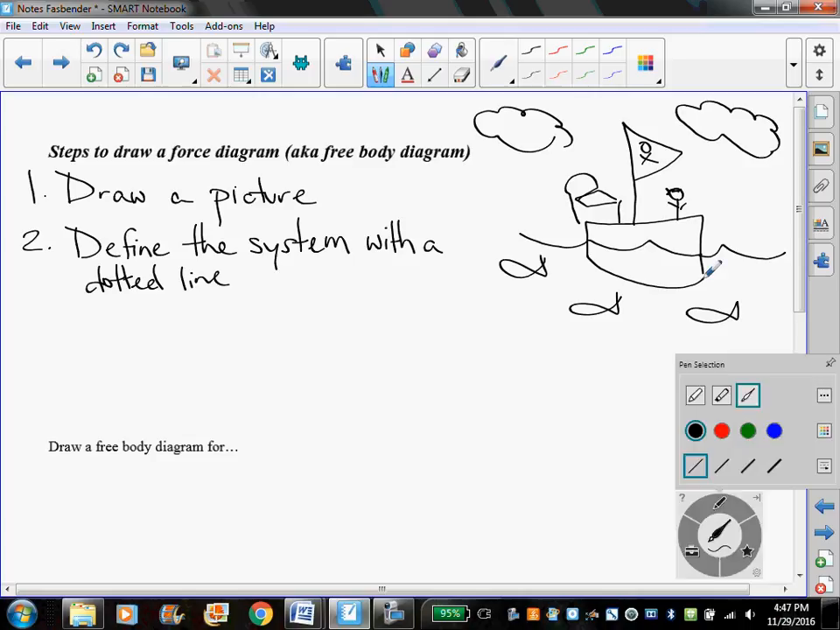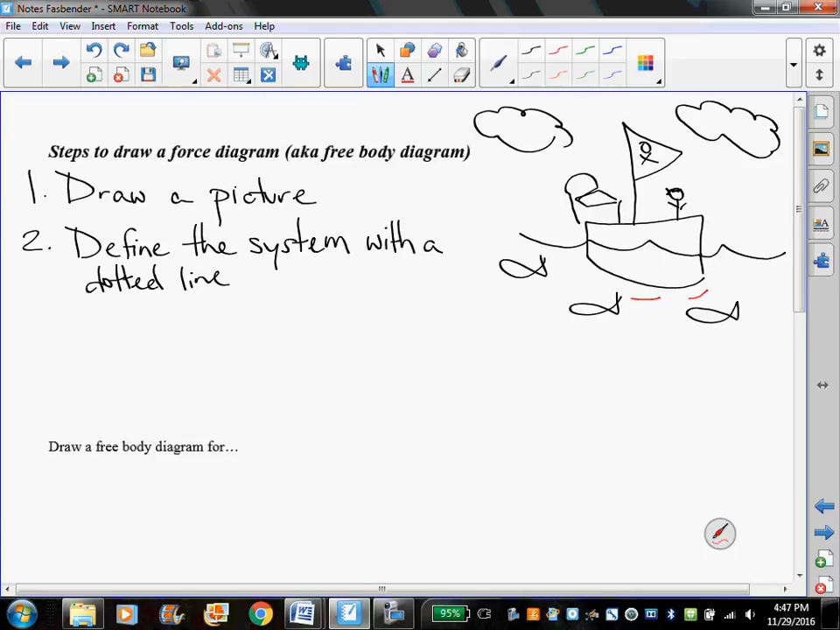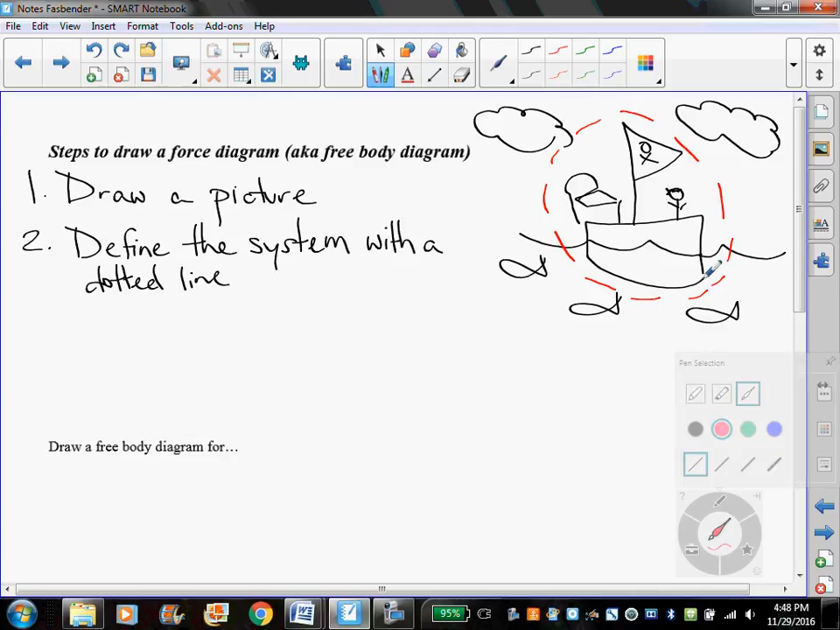So the advantage to defining the system is to tell everybody, hey, this is the thing I'm actually interested in. You can ignore all of that other stuff. So we can ignore the clouds and we can ignore the fish, and they don't really mean anything. And the other advantage is that it takes everything inside of our system and it's going to make it one thing. So it is no longer a boat and a flag and some treasure and a pirate. We are now just looking at one solid thing in the middle.